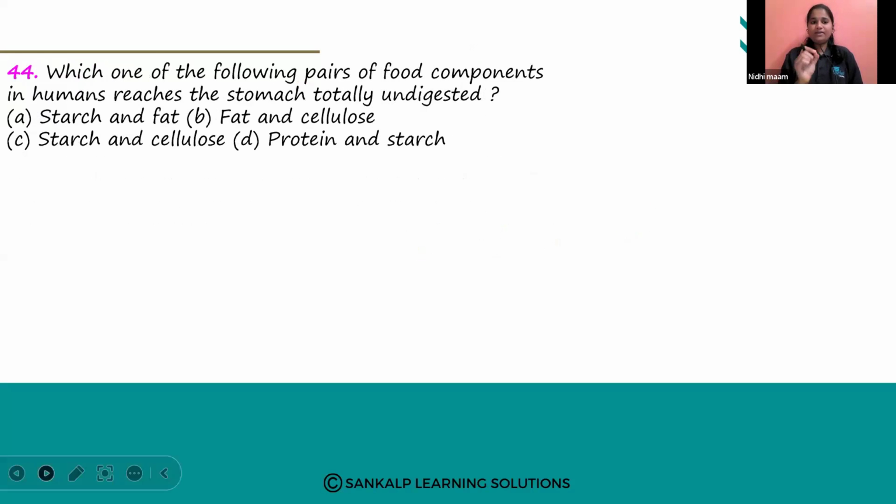Next, which one of the following pairs of food components in humans reaches the stomach totally undigested? Starch and fat, fat and cellulose, starch and cellulose, protein and starch. Yes, tell me. Very nice question. Fine.